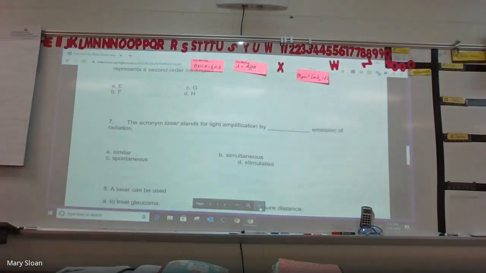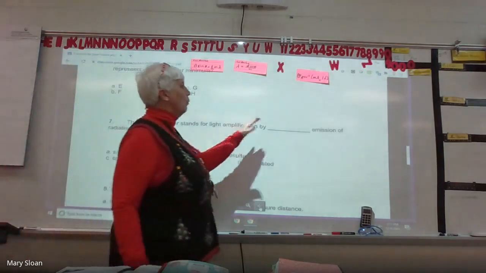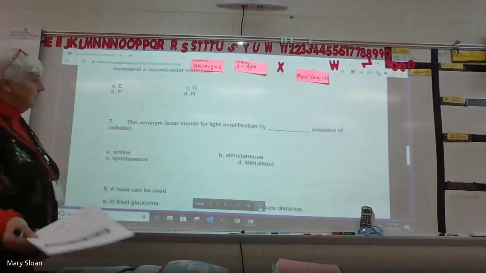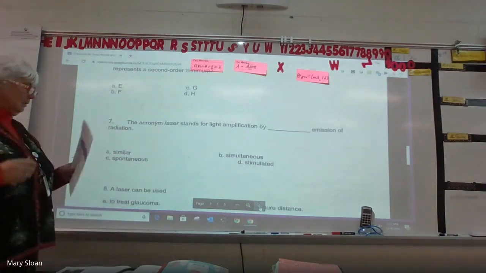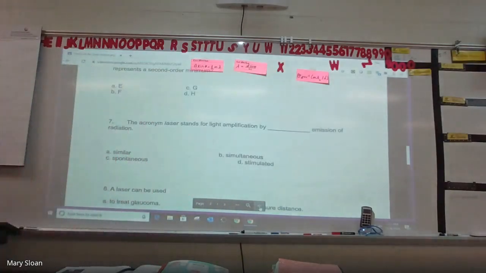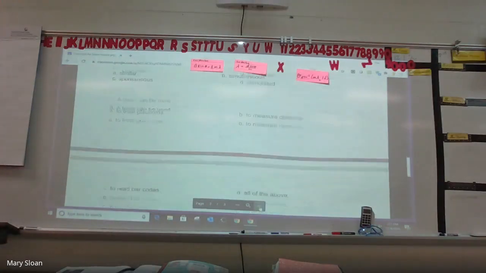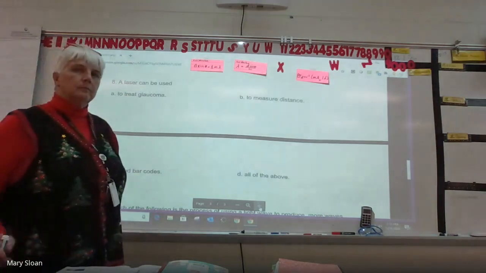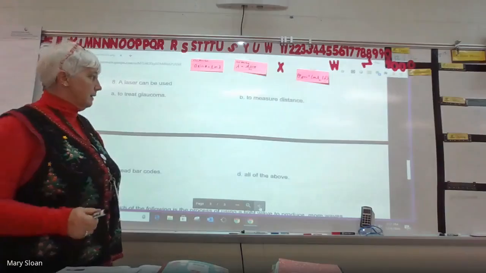Number 7. The acronym for laser stands for light amplification by what emission? This was a term. So which one do you think it is? Stimulated, D. Correct, D. And that's just a term. Perfect. And then number 8. A laser can be used to test glaucoma, measure distance, read a barcode, or all of the above. All of the above. Yes.